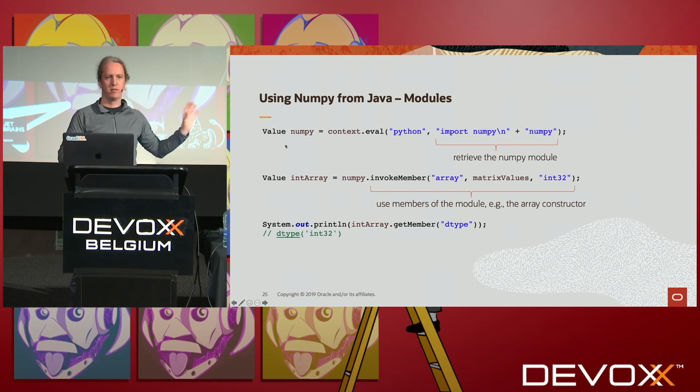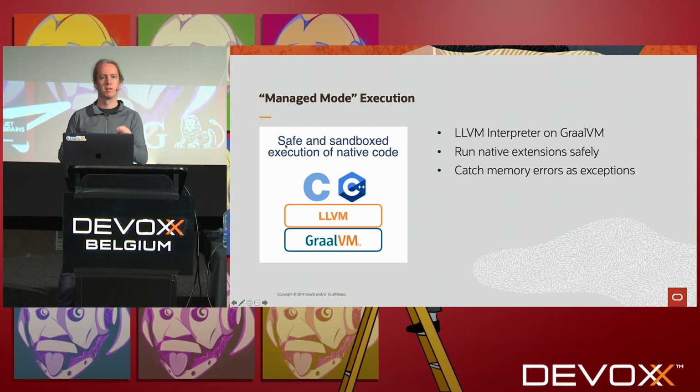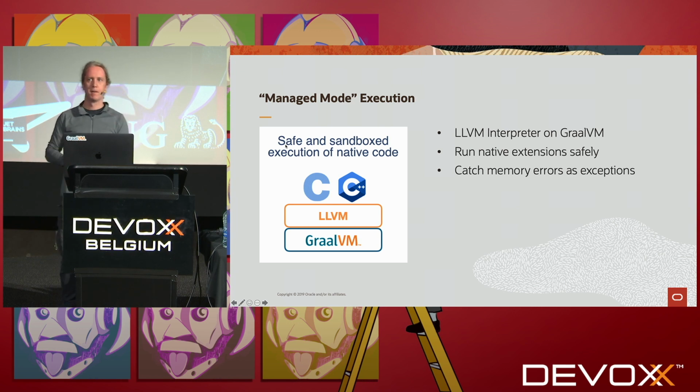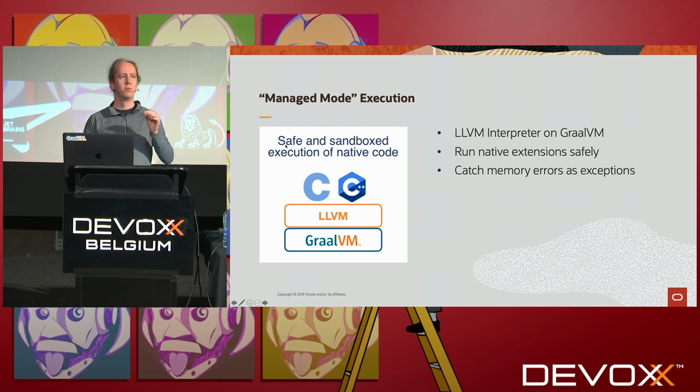I don't want to go into detail on this much more. It works for many packages, many Python modules that you will want to use. I mentioned this managed mode execution before. So the interesting part in Graal's Python runtime is that it runs native modules not as native code, but as bitcode. So we compile all the C code in the modules into LLVM bitcode, and run that using GraalVM's LLVM bitcode runtime. And this bitcode runtime has a special mode called managed mode, which cuts all links to the native world and executes it completely inside the Java environment.